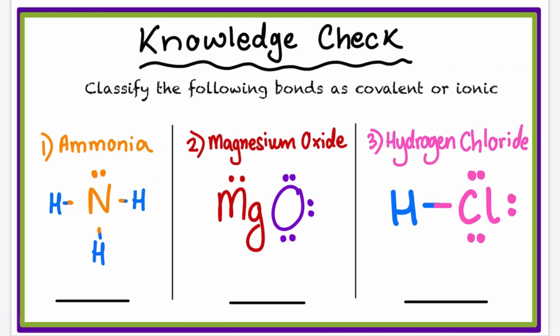Let's do a quick knowledge check. Classify the following bonds as either covalent or ionic. Please pause the video and return when you are ready.